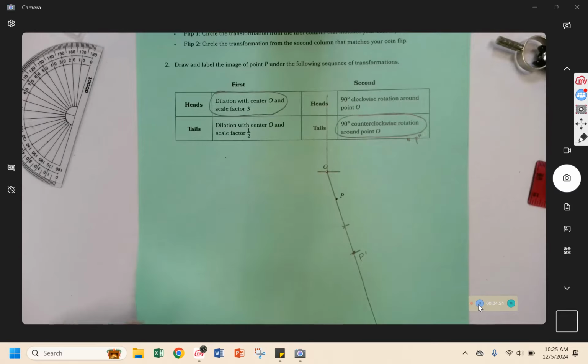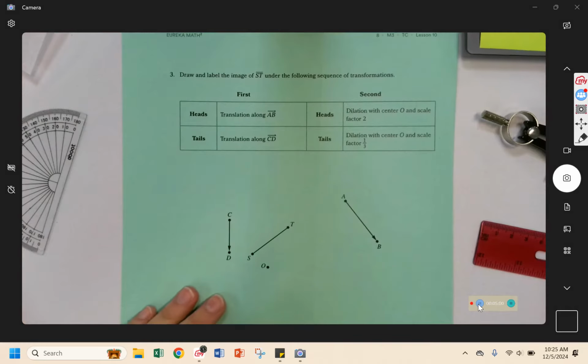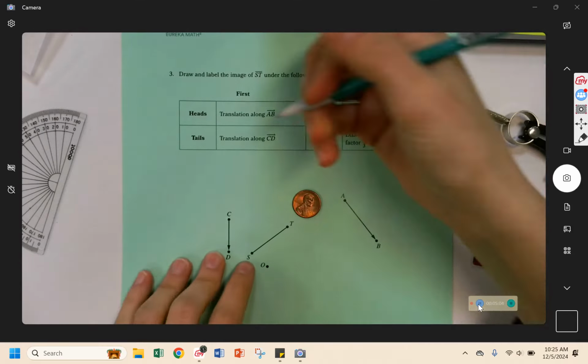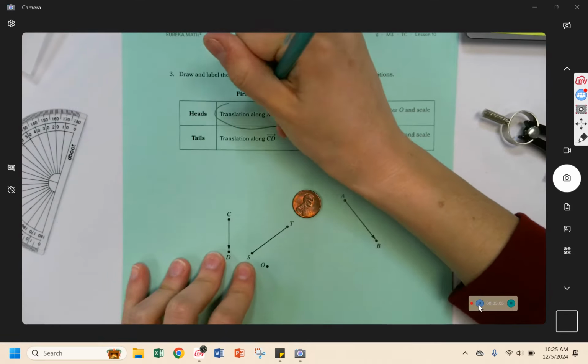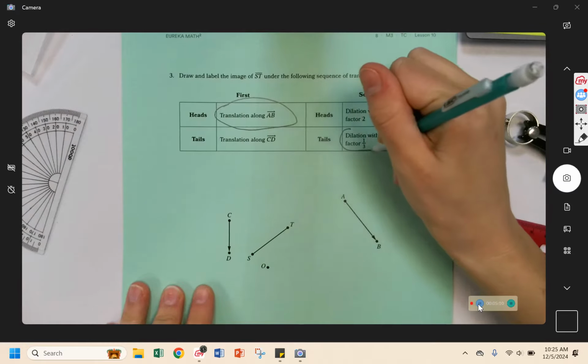Moving on to question 3. Again, we're going to flip that coin. Oops. Landed on heads. And tails again.